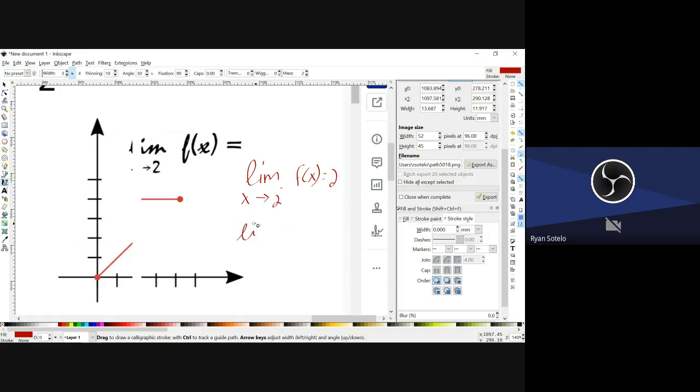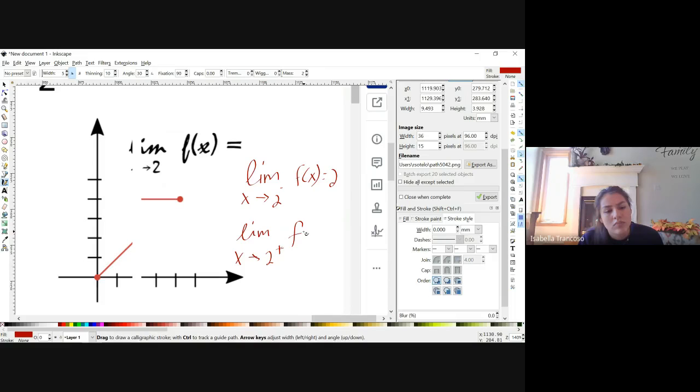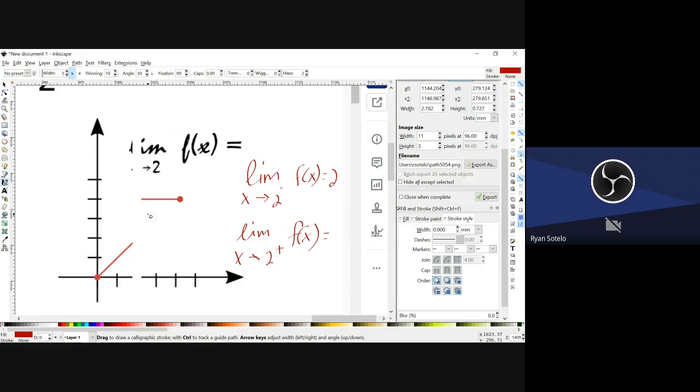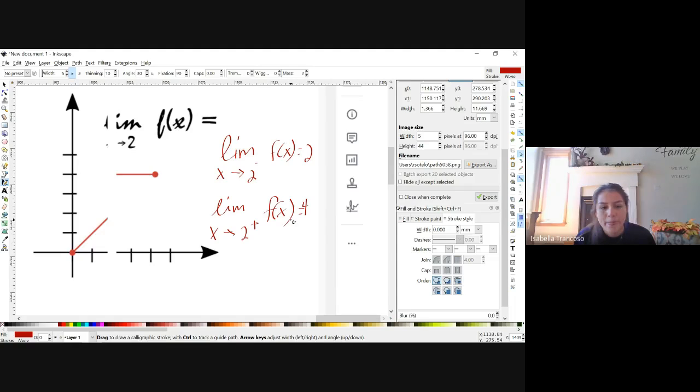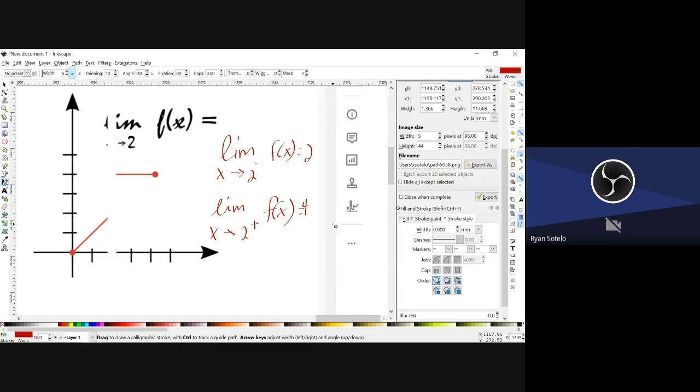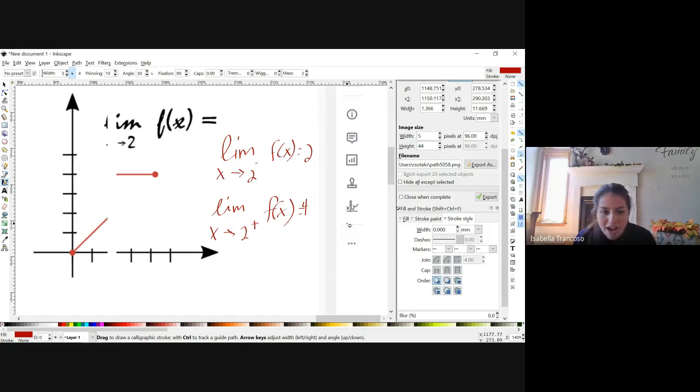But the limit as x approaches 2 from the right, it looks like it's going to approach 4. If you approach from the right side, it looks like it's going to 4. Does that make sense? Do you guys get that? Yeah. Now, since they don't match, we said that the limit does not exist, right?